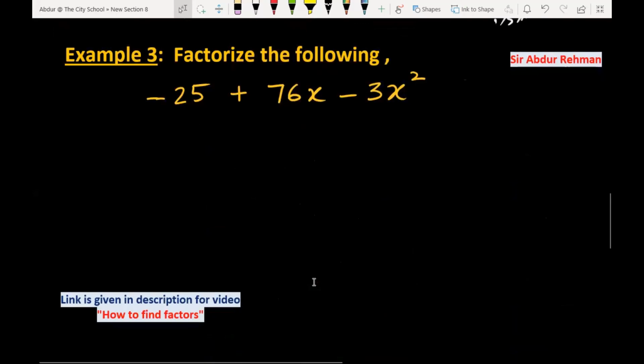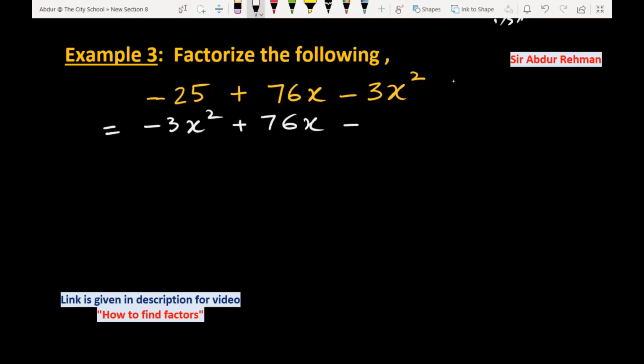Example number 3. In example number 3, the first term has a negative coefficient, which is minus 3. So the first step is to arrange in order. The first term is minus 3x squared. The second term, in descending order of powers of x, is 76x, and then minus 25.